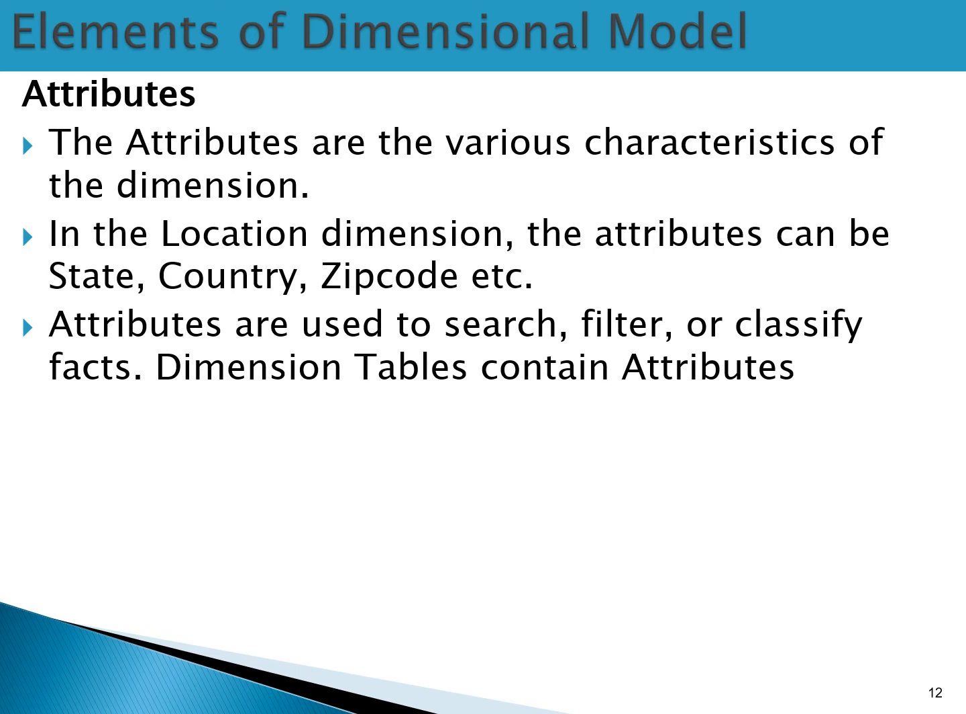Attributes you are already familiar with. The attributes are the various characteristics of the dimension. Like in a location dimension, the attributes can be state, country, zip code, etc. So the dimension table contains attributes.